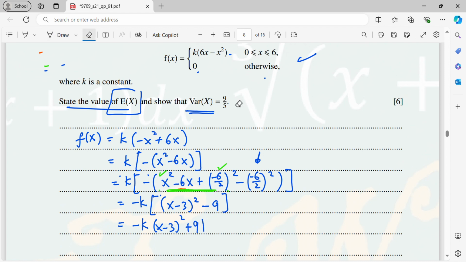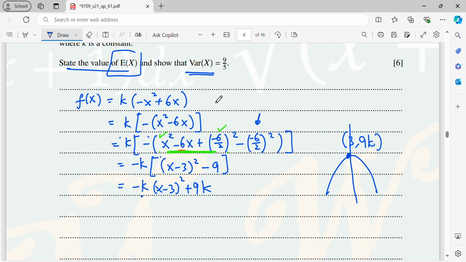Now from here I know that when you sketch a graph, your turning point has coordinates 3 and 9k, because you let x minus 3 be 0. Not minimum, maximum, because this is negative. When you do expansion, it will get negative x squared, so it will be like this. That means this point has coordinates of 3 and 9k. Obviously it is symmetrical at x equals 3. Therefore the E(X) is 3, because E(X) is the expected value, the mean.